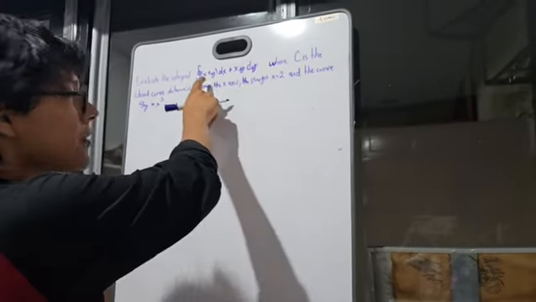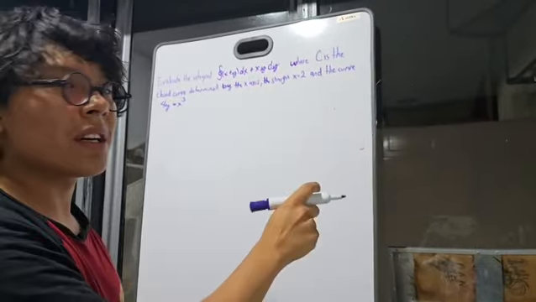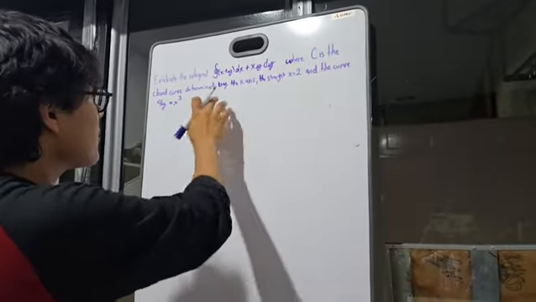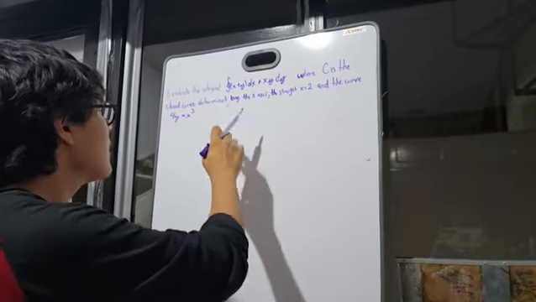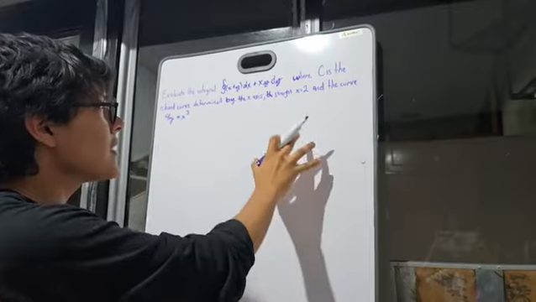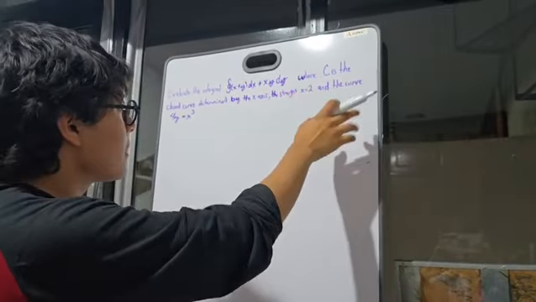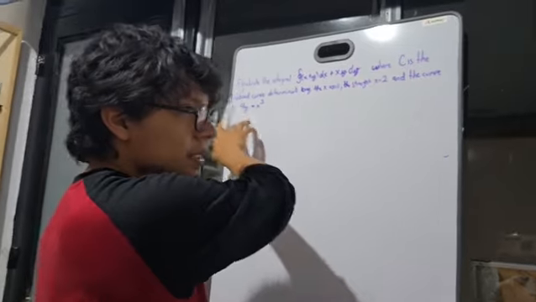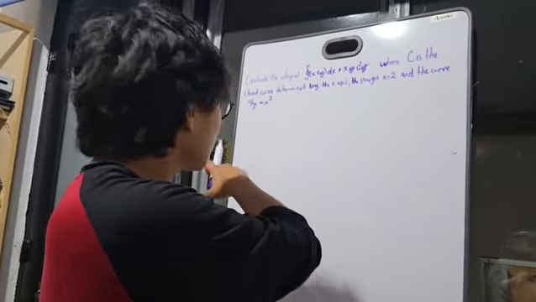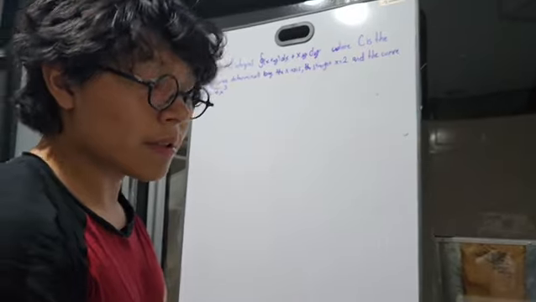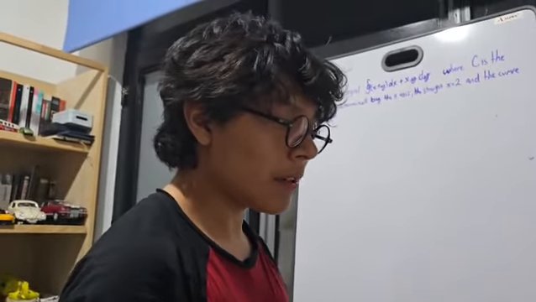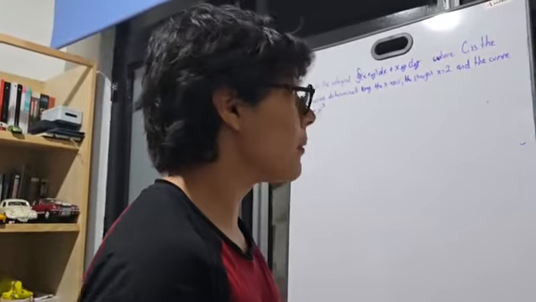Okay, so we're going to solve this problem where C is the closed curve, as we can see here, determined by the x-axis, the straight line x equals 2, and the curve 4y equals x to the third. So we're going to use Green's theorem for this problem.